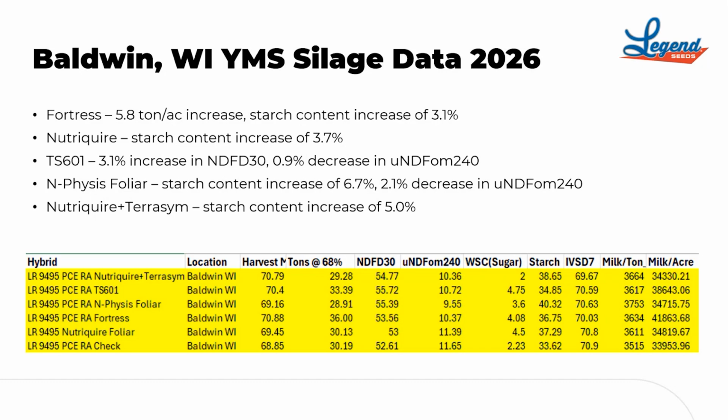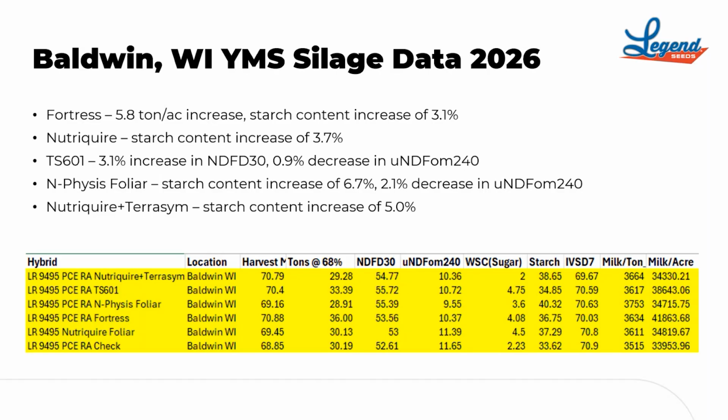And a 3.1% increase, that is huge. 3.1% doesn't sound like a lot, but on fiber digestibility, that's a big increase in milk per ton. And then the other thing is, we saw the increase in the digestible, and the UNDF 240 we actually dropped by 0.9 of a point, which is just a direct correlation of that exact same thing.